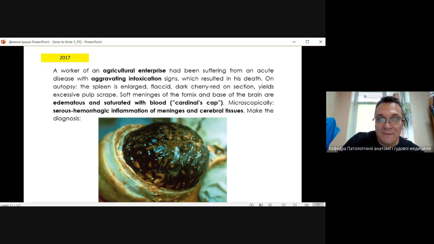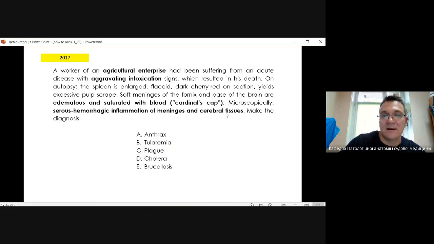On autopsy, the spleen is enlarged, flaccid, dark cherry red on section, yields excessive pulp scrape, soft meninges on the fornix and base of the brain are edematous and saturated with blood, the cardinal's cap. Microscopically, hemorrhagic inflammation of meninges and cerebral tissue. Make the diagnosis. What's that? Is it anthrax or tularemia or plague, cholera or brucellosis?